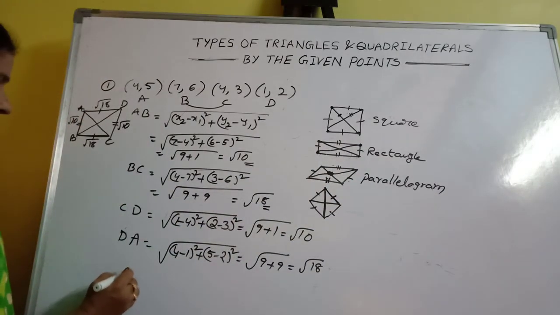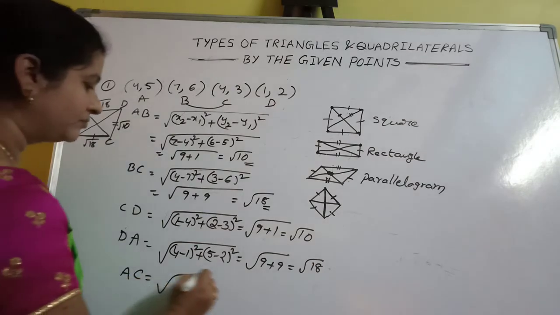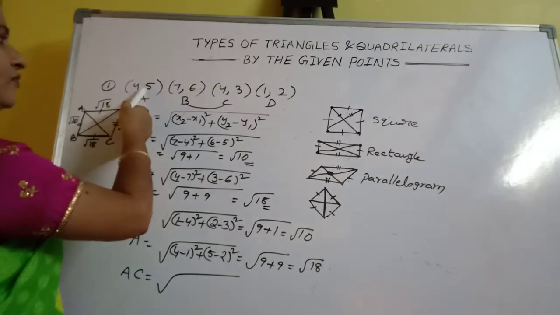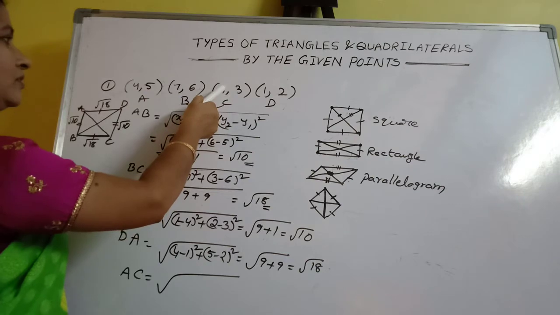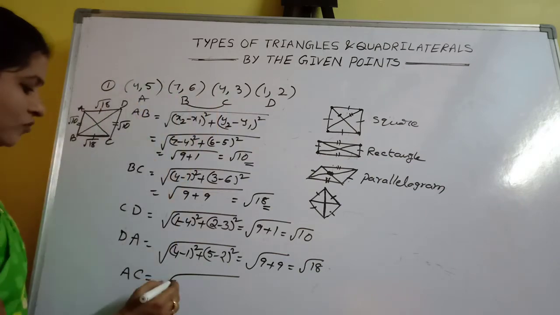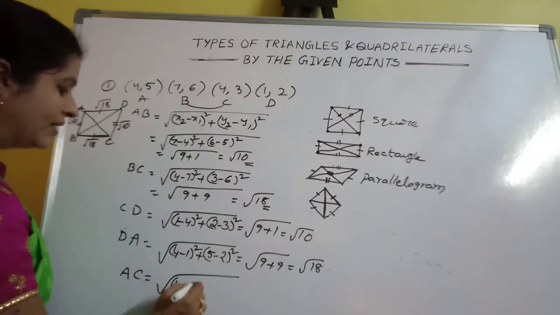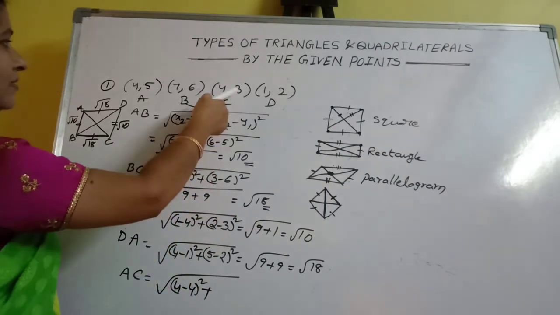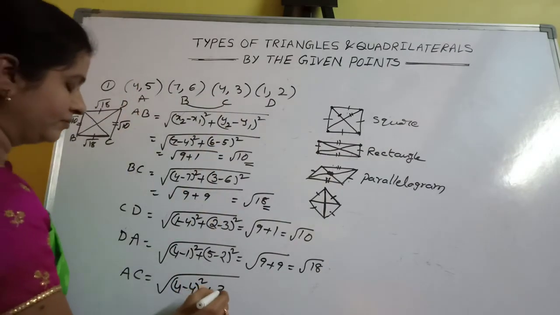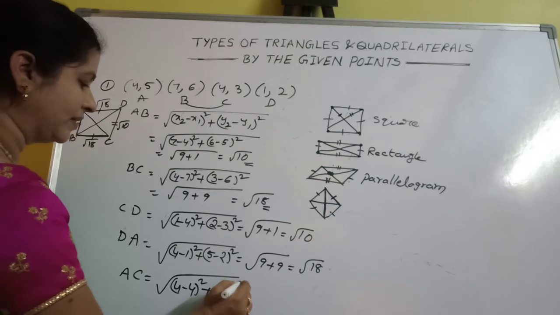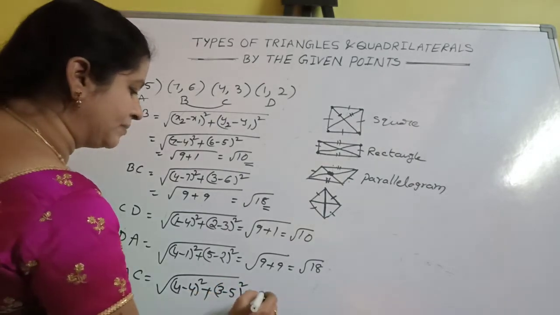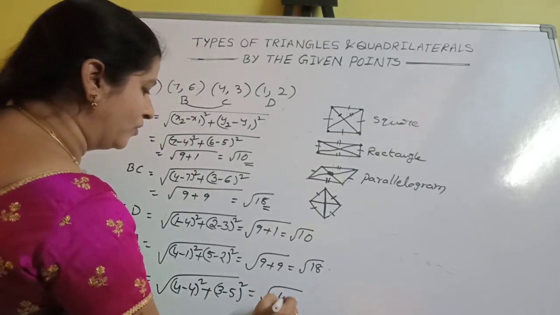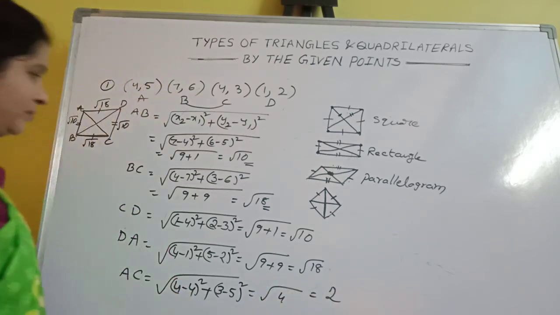So AC value: A (4, 5), C (4, 3). So (x2 minus x1) whole square, (4 minus 4) whole square plus (3 minus 5) whole square. So 0 plus (minus 2) whole square, 4. So the value is 2.